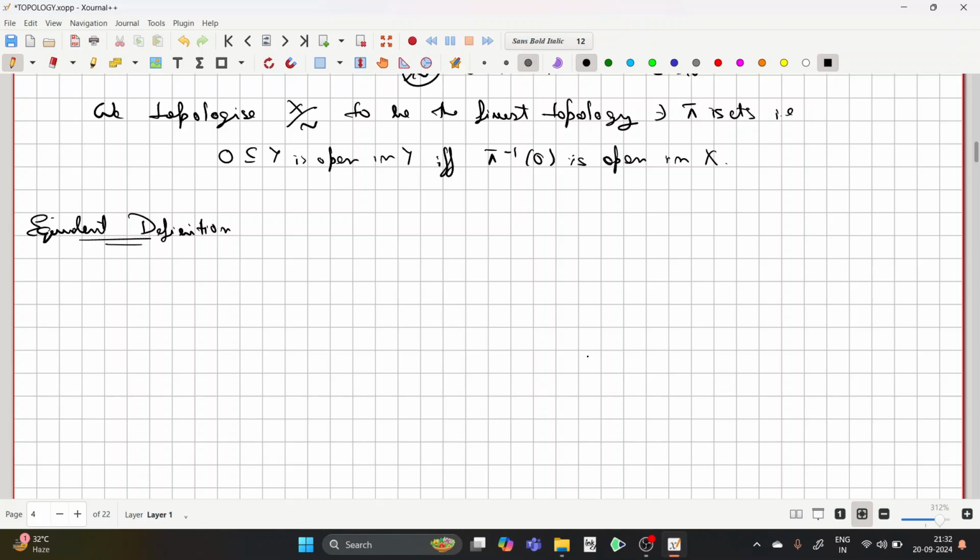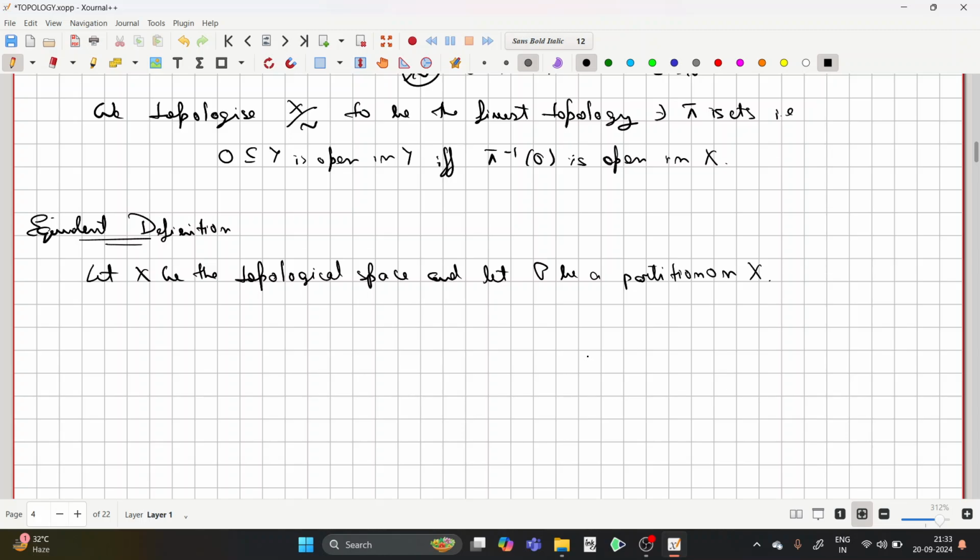So this definition is solely in terms of partitions. Okay, so how do I define that? Let X be a topological space, and let P be a partition on X.